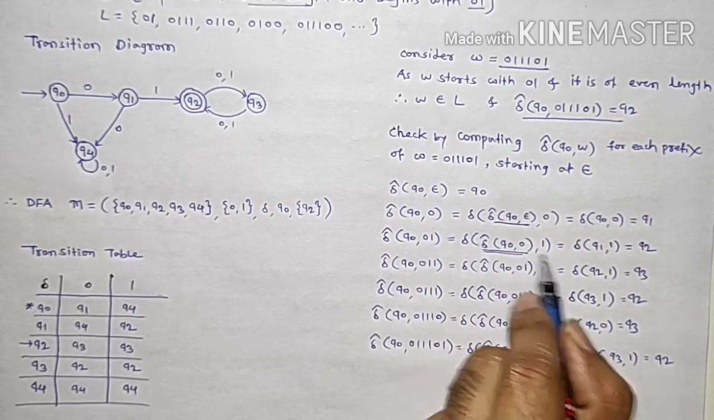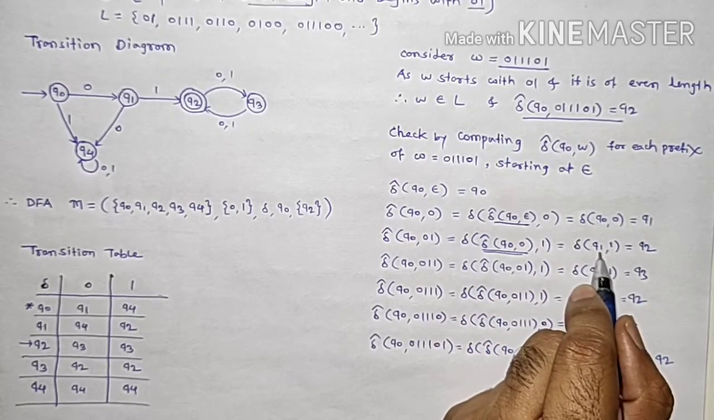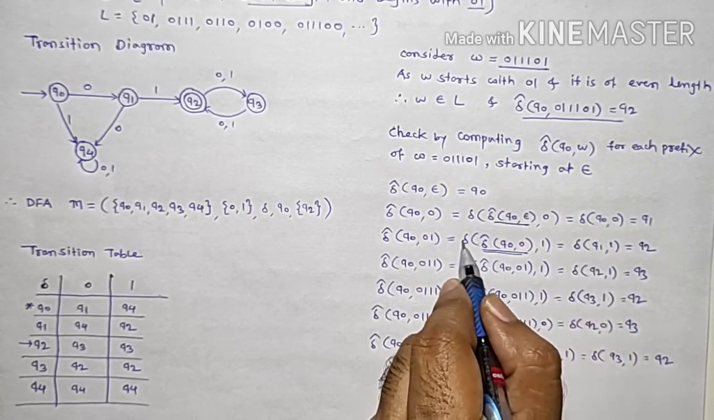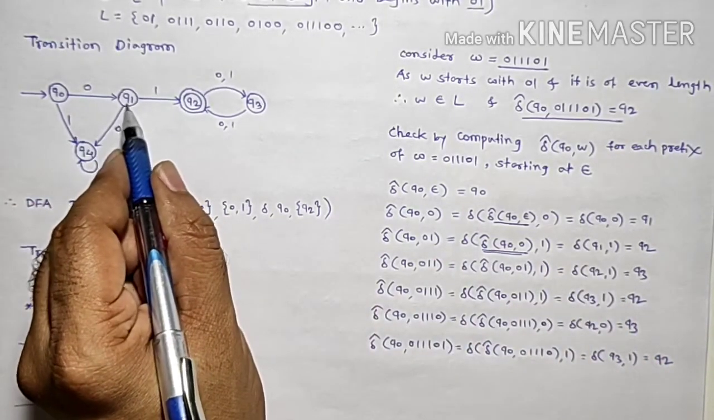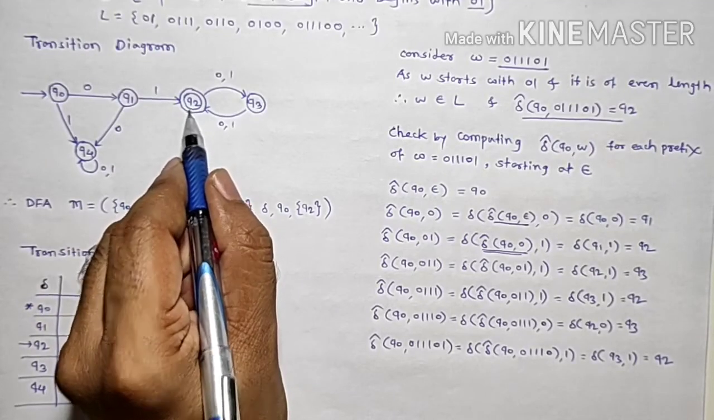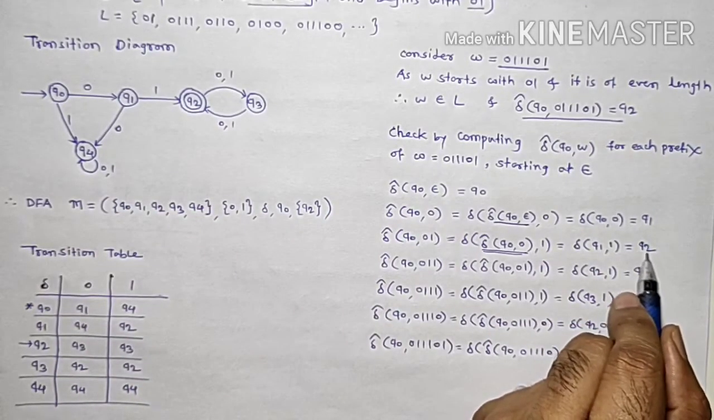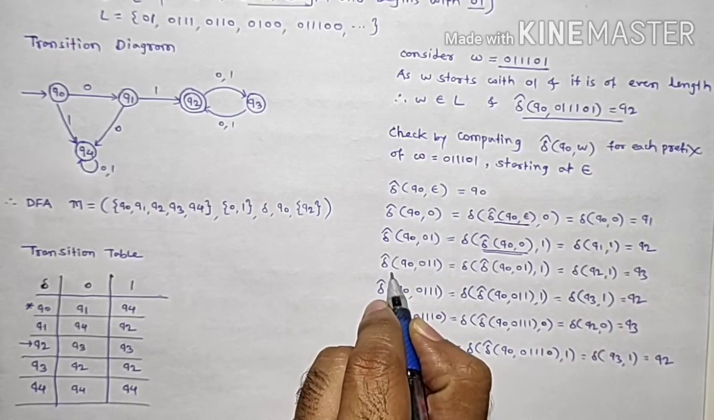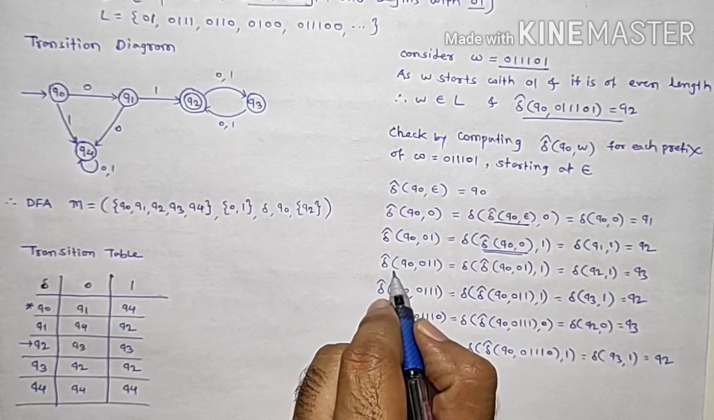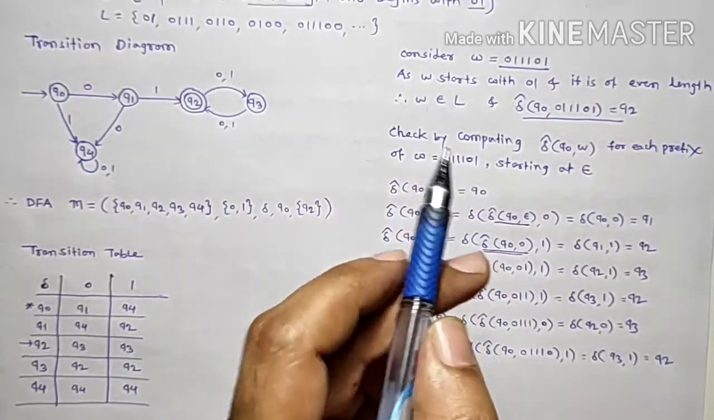So delta cap of q0 on 0 is q1. So we can substitute. And then we compute delta of q1 on 1. From here we know that delta of q1 on 1 is q2. So we can put it here then, delta of q1 on q2.